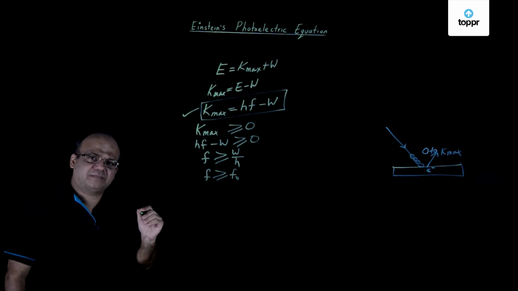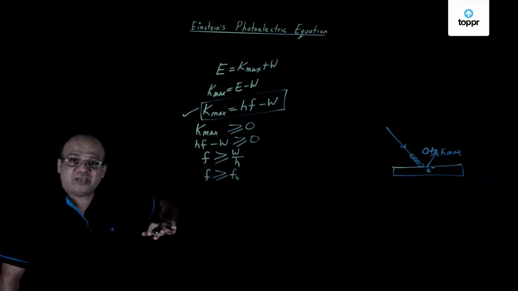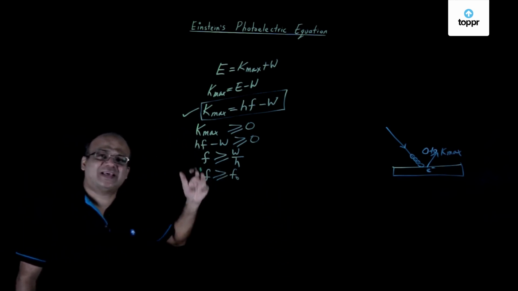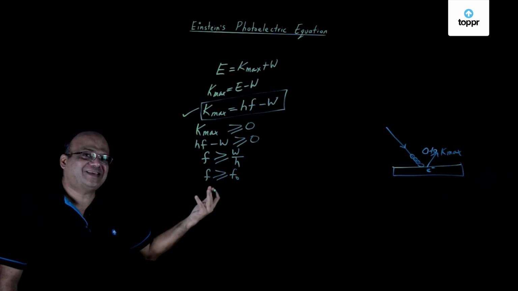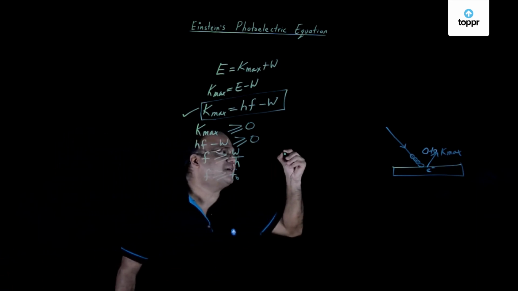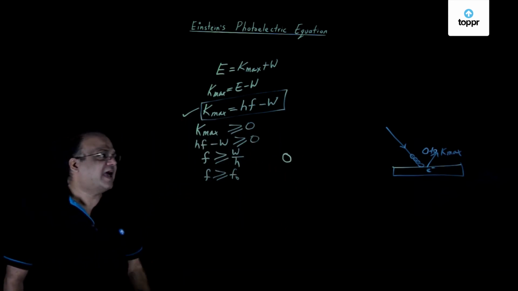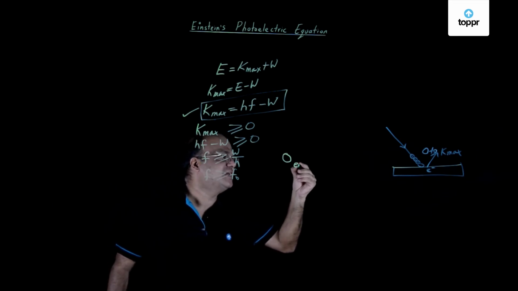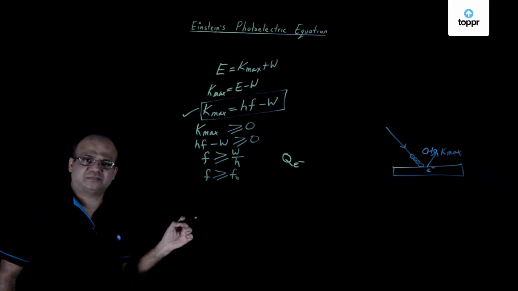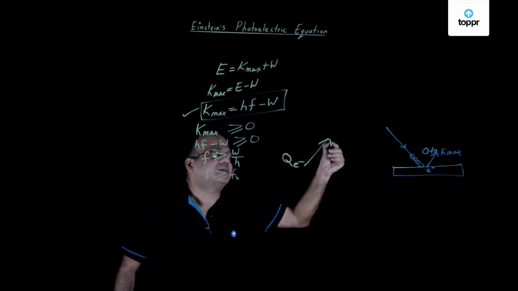Now, third problem: absence of time lag. As per wave theory, the electron should take time to absorb the required energy and then come out. But actually, the electron comes out immediately. Now energy is coming as a packet, not as a continuous flow, and the electron absorbs the entire packet of energy at one go. And therefore, it can come out immediately.